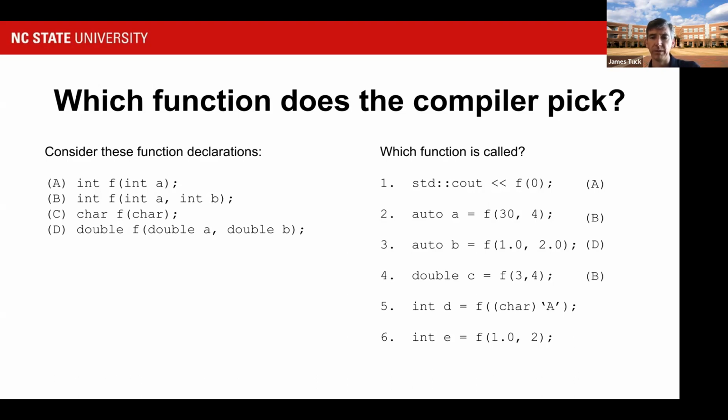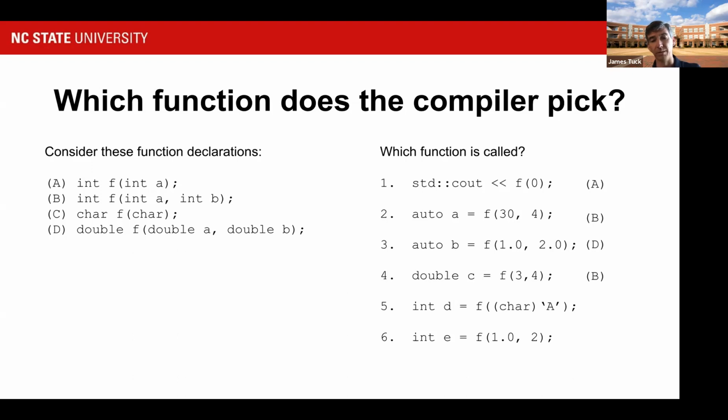Okay, for the next one, I pass in a 3 and a 4. Again, these are integers. You know they're integers because they don't have a decimal point at the end, or they're not in scientific notation. So they have to be integers. And the compiler, again, will say, oh, well, this has to be B. Now, you might say, but wait a minute. It's being stored into a double. And B doesn't return a double. Only D returns a double.